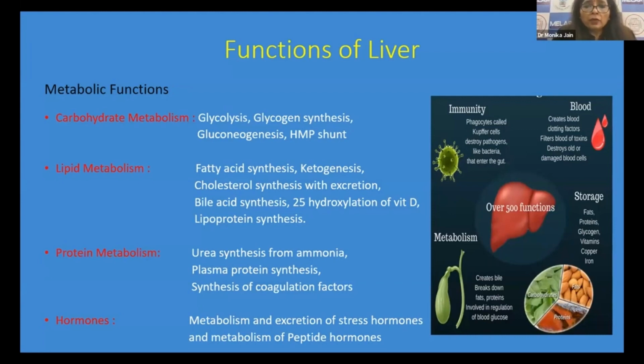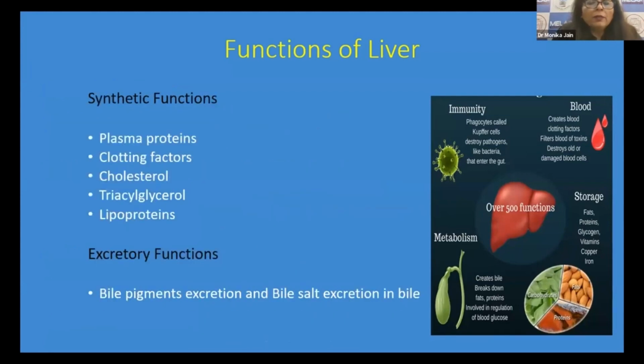Protein metabolism, the synthesis of urea from ammonia, plasma protein, synthesis of coagulation factors, they all are through liver. The different hormone metabolism, the excretion of stress hormone, peptide hormone, that is all via liver. Coming to synthetic function, most of the plasma proteins are synthesized in liver. The clotting mechanism of our body is through liver. Cholesterol, triacylglycerol, and lipoproteins are manufactured in liver.